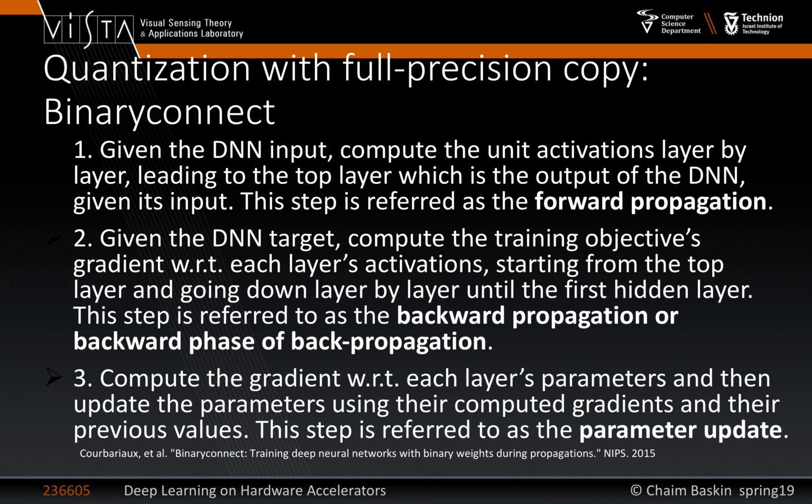Okay, this step is referred to as backward propagation, or the backward phase. Then we compute the gradients for each layer's parameters, and update the parameters using their gradients, computing gradients for the previous layers. And of course, as I said before, we restore the updated weights in full precision. So we have one copy of full precision weights. We find the gradients of each weight, and then we update the full precision copy of the weights. We're doing it once per epoch.